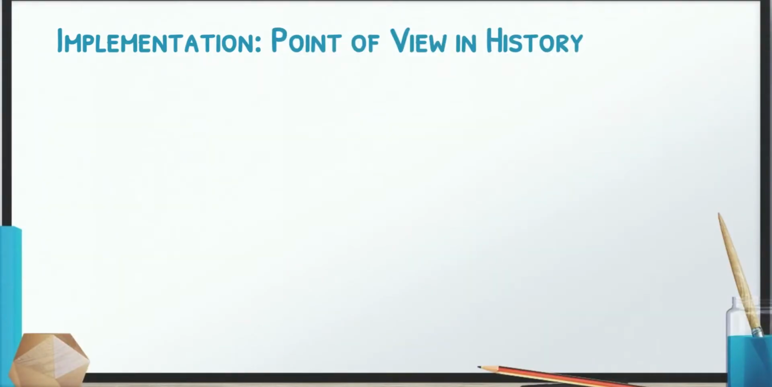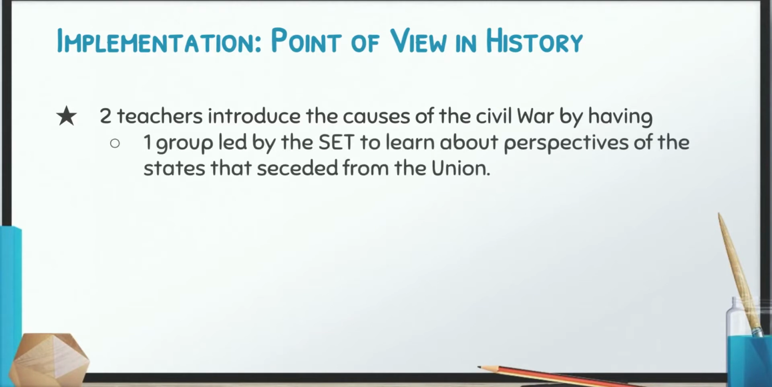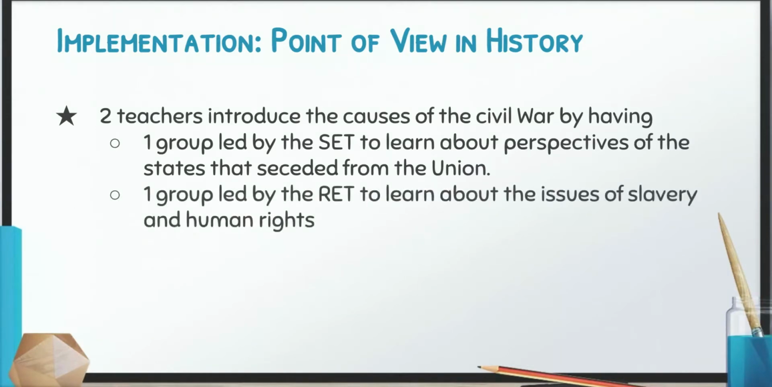Another implementation example is in history, where students work on point of view. Two teachers can introduce the causes of the Civil War by having one group, led by the special ed teacher, for example, learn about perspectives of the states that seceded from the Union, and one group led by the general ed teacher or the regular ed teacher learn about the issues of slavery and human rights.